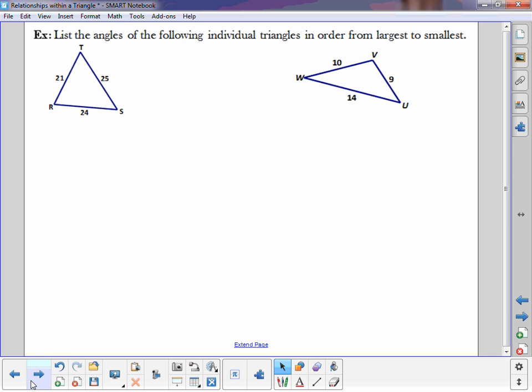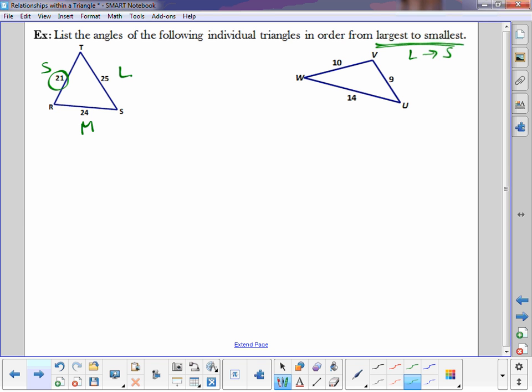So list the angles of the following triangles in order from largest to smallest. Largest to smallest. Make sure you pay attention to the directions, because this is not hard, but people get it wrong because they go in the opposite order. Alright, so my largest to smallest, so let's go ahead and identify our small, medium, and large of the triangle here. So I've got, this is my small side, this is my medium side, and this is my large side.